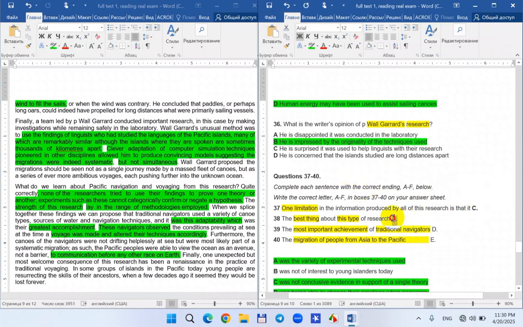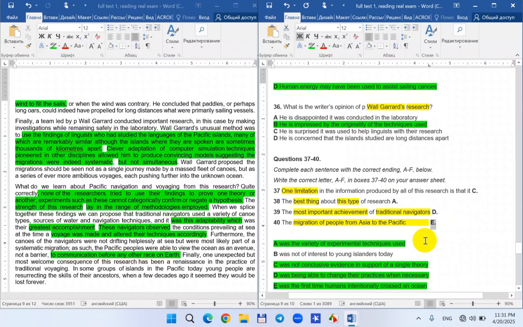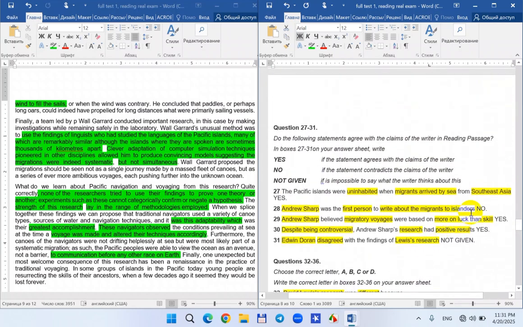It was fun, to be honest, to solve this. And among the multiple choice questions, I guess the last one was the most challenging one for me. But I think when it comes to the yes and no given questions, they were pretty easy.